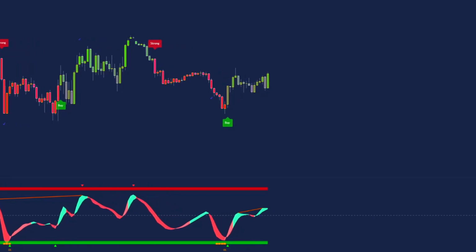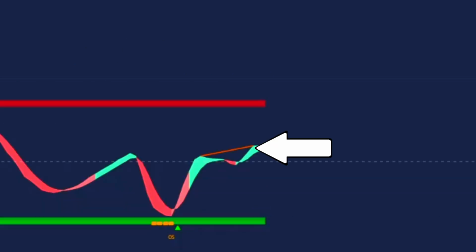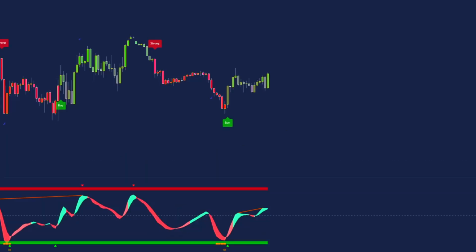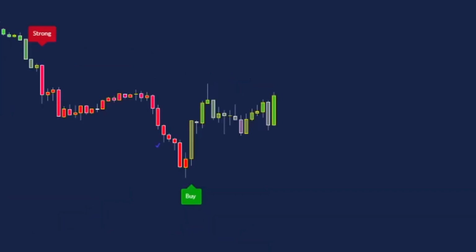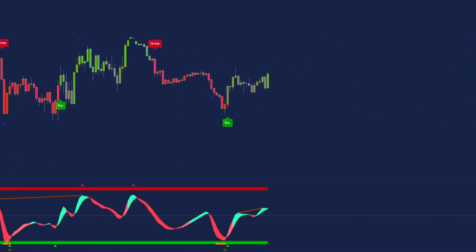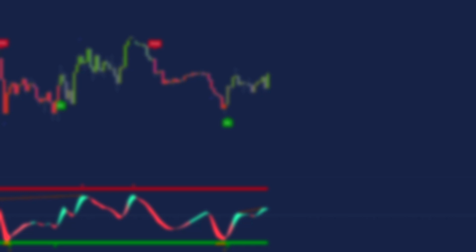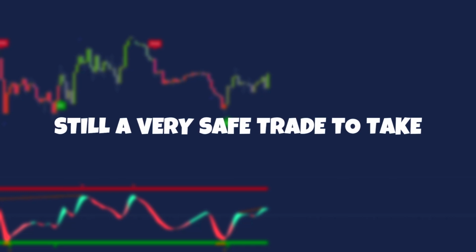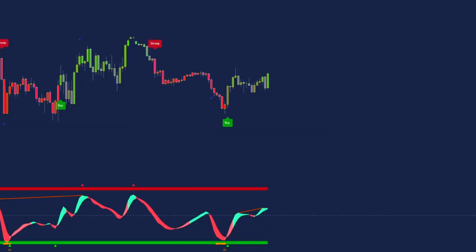Now right here you can see that we have been given a downward divergence on the Prime Oscillator, but the trade is still not yet confirmed, and we have to wait for a strong indication from the Market Oracle indicator. Ideally, we want to see the divergence paint near the top or the bottom of the Prime Oscillator, but as this is over the zero baseline, this is still a very safe trade to take, so we'll now wait and see what happens.